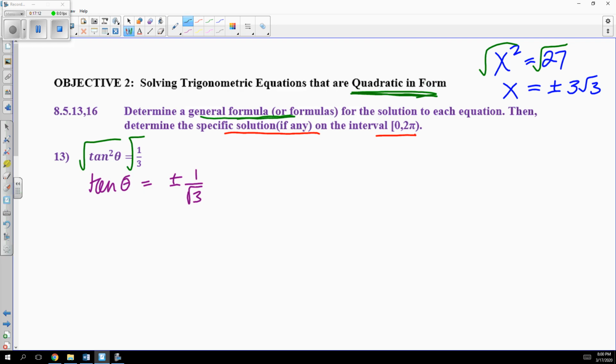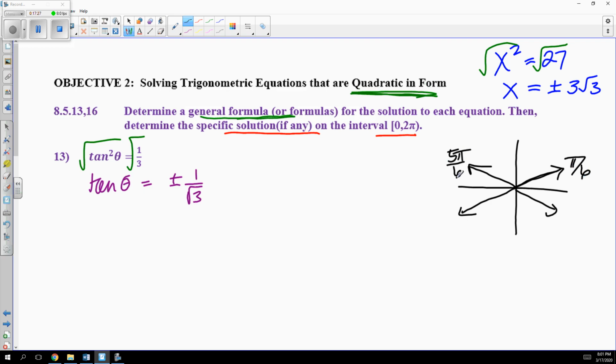Let's take a look, just graphically, visually on your circle, what that looks like. That's going to occur in 4 places because tangent is positive and negative in all 4 quadrants, right? So it's going to be at pi over 6, and at 5 pi over 6, and at 7 pi over 6, and also at 11 pi over 6. Remember that for general solutions, you are looking for the most concise way to say that.